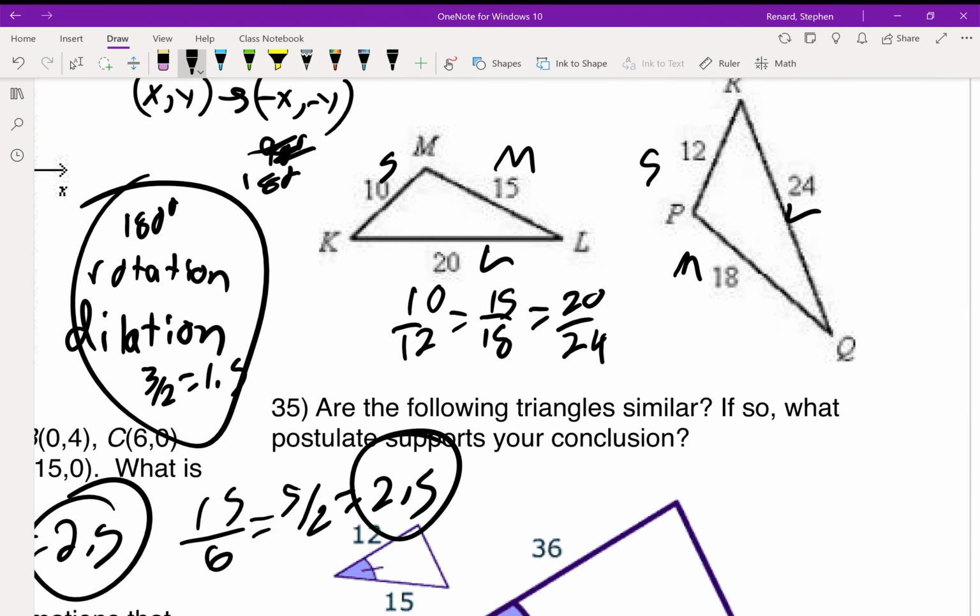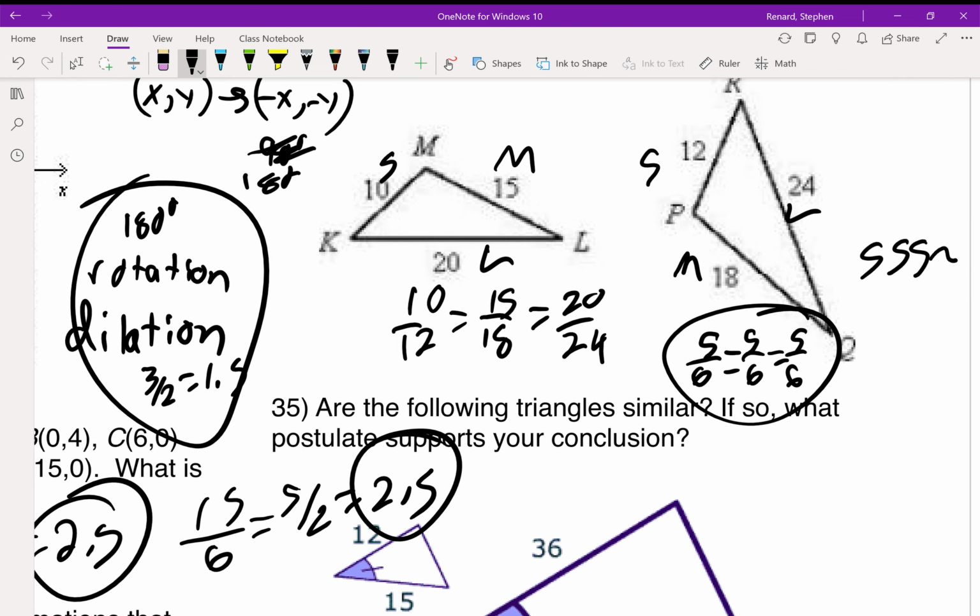10 over 12, I can pull a 2 out of each of those, and I get 5 over 6. 15 over 18, I can pull a 3 out of each of those, I get 5 over 6. 20 over 24, I can pull a 4 out of each of those, and I get 5 over 6. Are all the proportions the same? Yep. Side, side, side. Similarity.